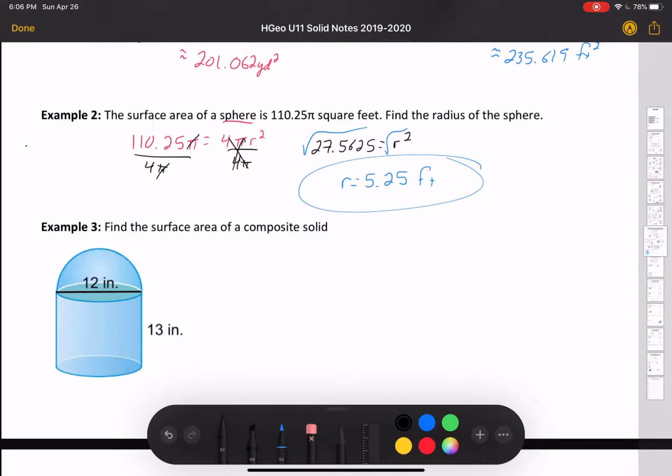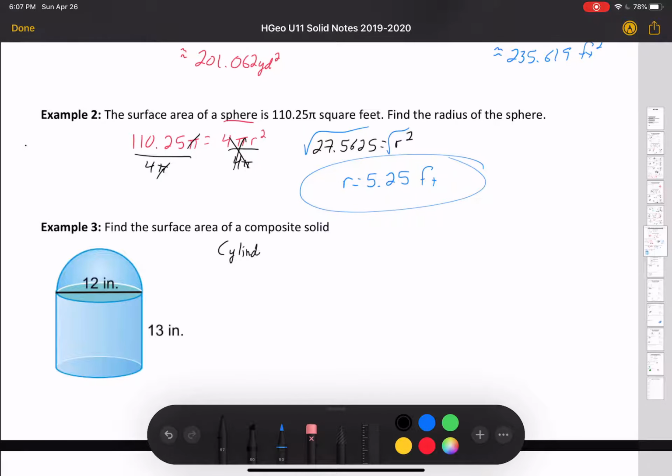This composite solid is two parts. It is part of a cylinder, and it's part of a hemisphere. Now, for the cylinder, what can we touch? Well, we can touch the bottom base, and we can touch the lateral surface area, which is the part that wraps around. If you remember, the surface area of a cylinder is 2 times the area of the base plus the perimeter of the base times the height.